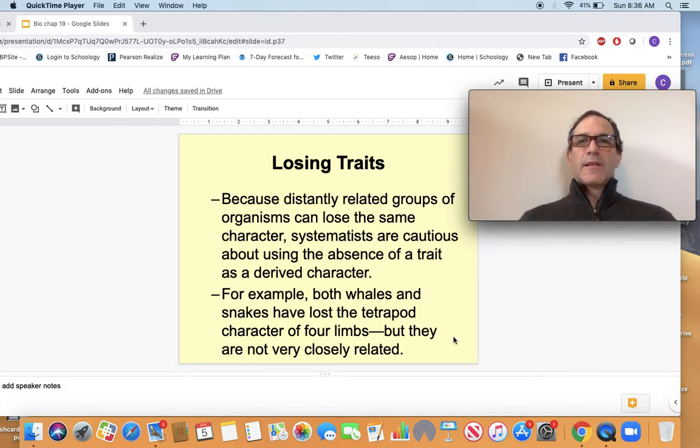And the reason is because just because you lost a trait doesn't mean that you're not related at some level. For example, both whales and snakes have lost the tetrapod character of four limbs, but that doesn't make them closely related. They may have lost them at different times and for different reasons. So we have to be careful about not having a trait as a trait itself.